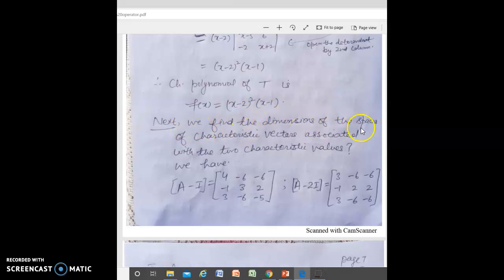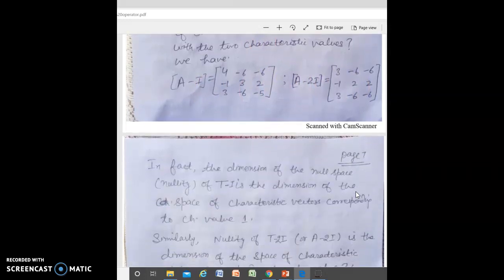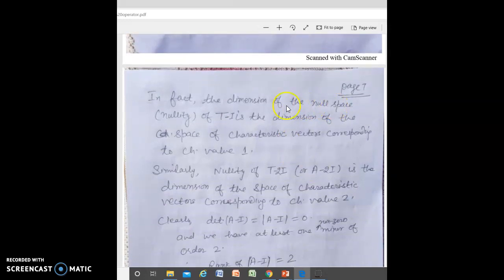Next, we find the dimensions of the spaces of characteristic vectors associated with the two characteristic values. Two characteristic values are x equal to 1 and x equal to 2. 2 is a repeated root here. So corresponding to this, we find A minus I and A minus 2I. These are the two matrices. From here, the nullity of T minus I is the dimension of the space of characteristic vectors corresponding to characteristic value 1. Similarly, the nullity of T minus 2I or A minus 2I is the dimension of the space of characteristic vectors corresponding to characteristic value 2.